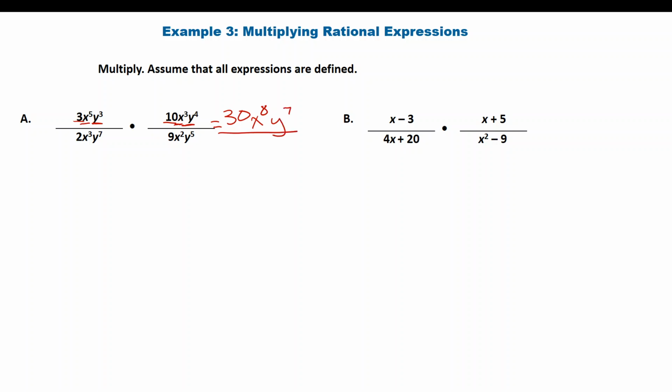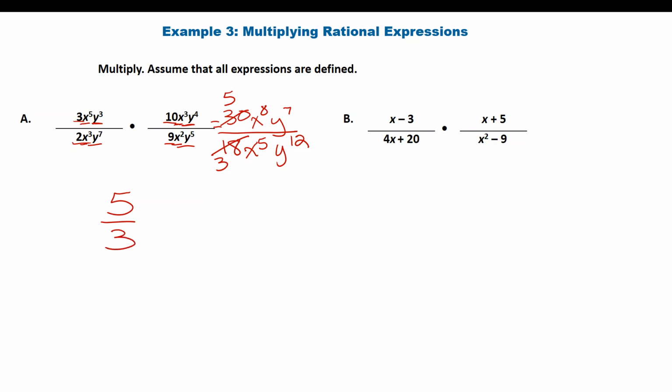On our denominator, 2 times 9 is 18. X to the third and x squared is actually x to the fifth. And y to the second and y to the seventh and y to the fifth is y to the 12th. All right, now we can reduce this. I know that 6 goes into 30 5 times. 6 goes into 18 3 times. So let's go ahead and write that out, 5 over 3.